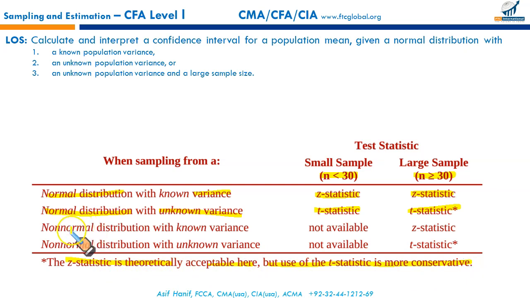So what if the distribution is non-normal, and in one case the population variance is known, other it is unknown? Here the central limit theorem comes in action. Non-normal distribution, but the population variance is known, then we use z statistic. And when it's a non-normal distribution, the variance is unknown, then we use t statistics even if the sample size is large. But here again we can use z statistics, just as we discussed a little while ago, that it can be used if the sample size is greater than 30.